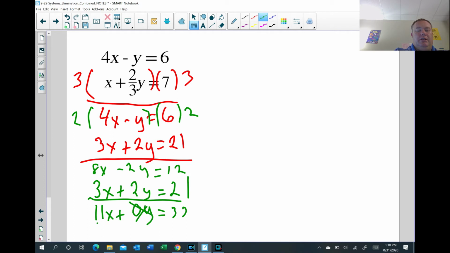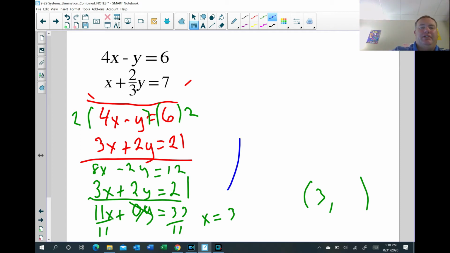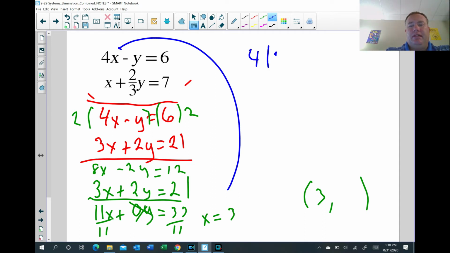This y is gone. If I divide both sides by 11, I now know x is going to give me 3. All right, so now, with that in mind, same idea as before and what you've done already. Once I know what the value is of x, I'm just plugging 3 in for x. Now, again, it's up to you on which one you choose. My guess is because of the fraction, the majority of you would choose the first one. So you're going to do 4 times x, which is now a 3, minus y is equal to 6.